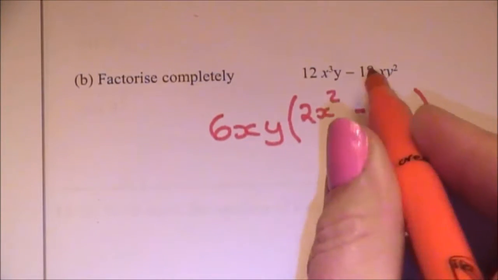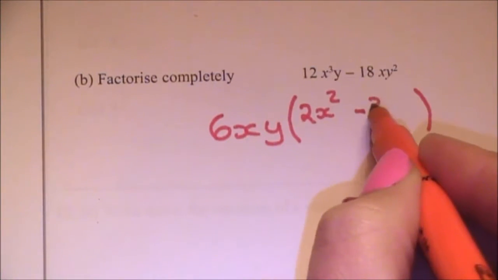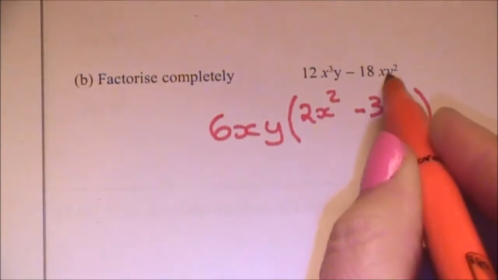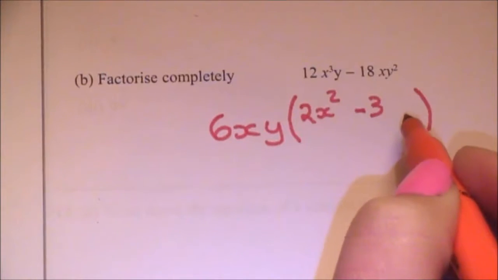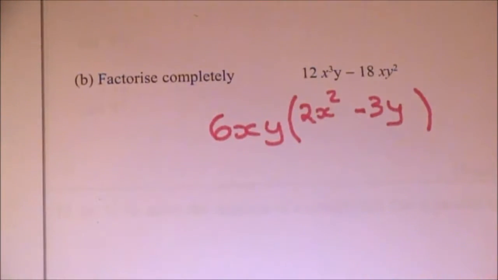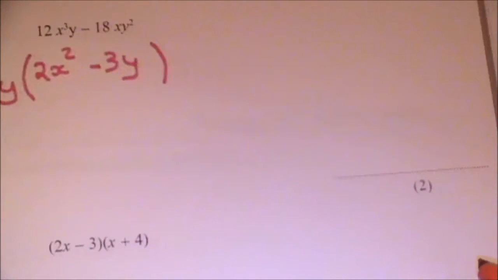Subtract. 6 times what is 18? Well, 6 times 3 is 18. X times what is x? It would be 1, so we leave it. And y times what is y squared? Well, it's y. So that's factorised completely for 2 marks.